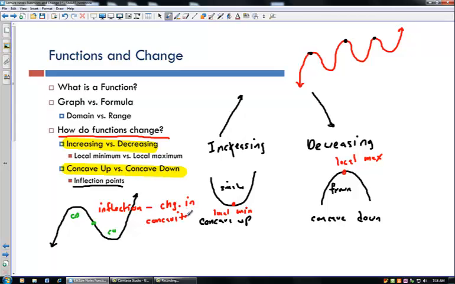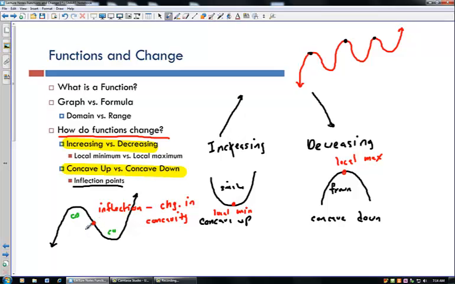And you can convince yourself of the existence of this point. This is obviously a frown, so it's concave down. This is obviously a smile, so it's concave up. So there should be some point on the graph which is neither a smile nor a frown, because you're going from a frown to a smile. And so that point right there is the inflection point.